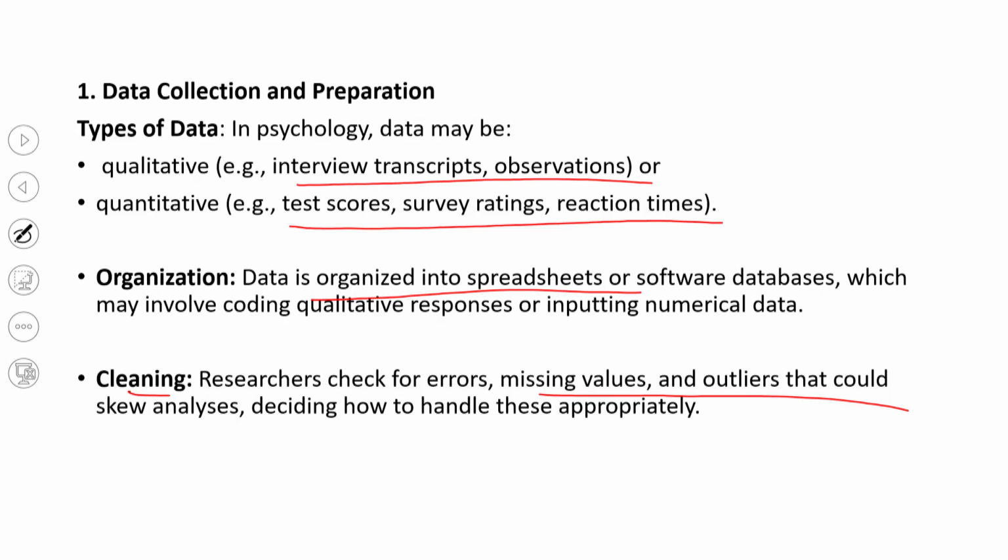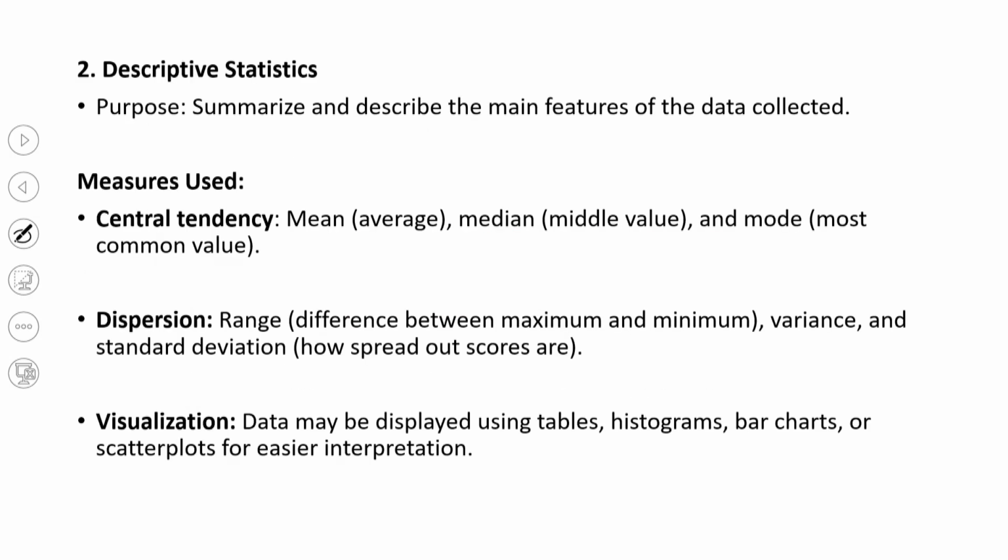So, those are called outliers and they should be removed and so on. So, these are a part of preparation of data. Once you prepare the data, you can use descriptive statistics to summarize the data first. Descriptive statistics summarizes the data using central tendencies like mean, finding the average, median, the middle value, and mode, the most common value, and so on.